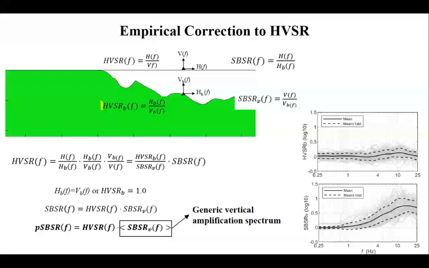However, in a forward amplification, we might have surface HVSR, but we do not have the site-specific vertical amplification. Motivated by the work of Kawase, we propose to use a generic vertical amplification spectrum in this equation to get an approximation of the horizontal amplification, P-SBSR, which means pseudo SBSR. We will compare this P-SBSR with the actual SBSR later on, but first I want to introduce how we get the generic vertical amplification spectrum, namely the correction spectrum.